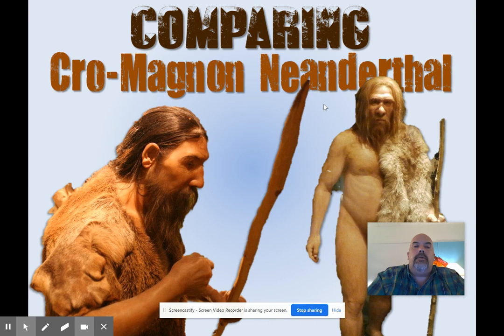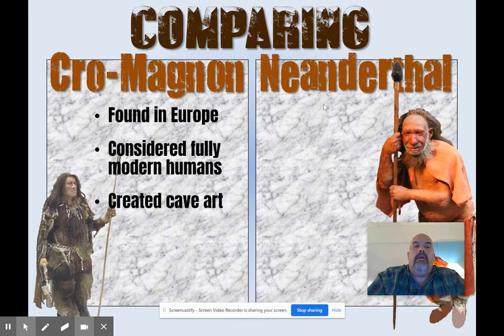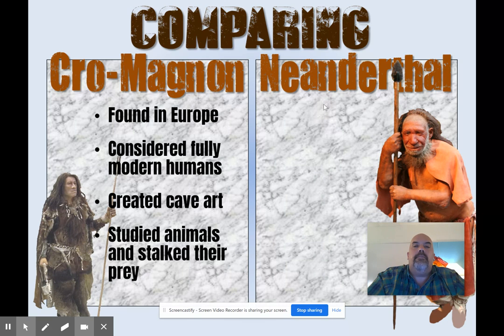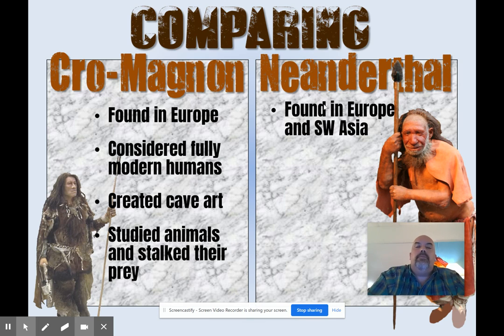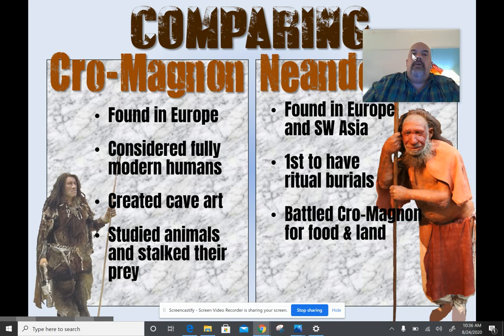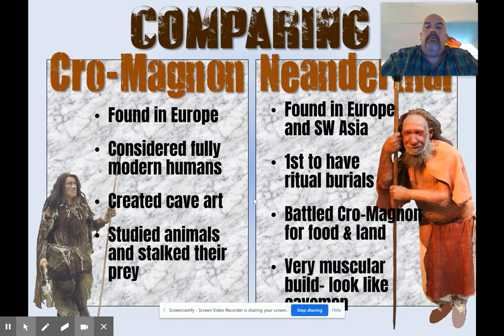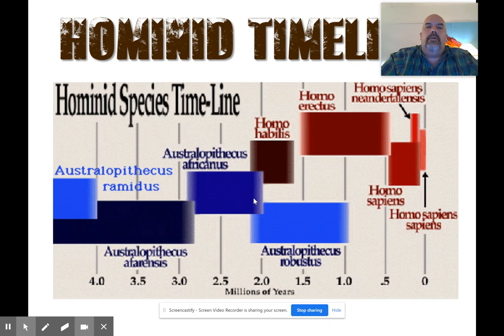Let's compare them real quick. Cro-Magnon found in Europe, considered fully modern humans, created cave art, studied animals and stalked their prey. Neanderthal was found in Europe and Southwest Asia. First to have ritual burials. Battled Cro-Magnon for food and land. And very muscular build, looked like cavemen, like the cavemen you would see. I don't want to say like you would see in Hollywood, but definitely a larger muscular individual. Just a quick brief overview.